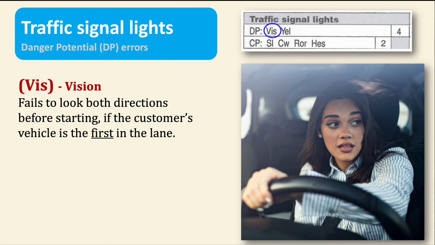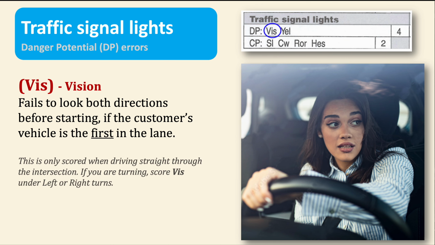The vision penalty and the danger potential, 4 points here. If the applicant fails to look in both directions before starting, if the customer's vehicle is first in the lane. So you stopped at a red light, the light turns green, the customer starts moving, they need to scan the intersection as they start moving. If they don't, you circle this one here. This is for vision. Remember, if they're turning, you score it under left or right turn. This is only scored when you're driving straight through the intersection.